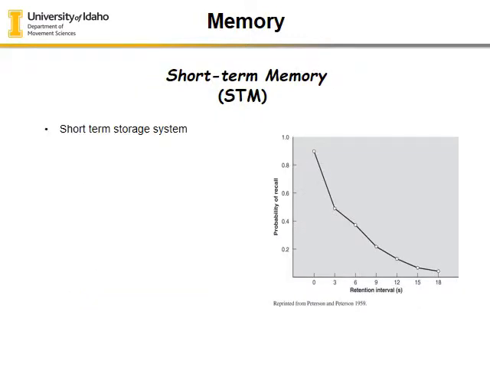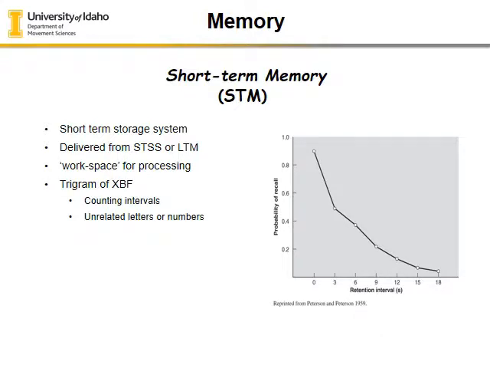And then you have the short-term memory, the STM, and this is derived from the STSS or the long-term memory. So this is that happy medium, and you can bring things in from the short-term sensory store, which is very literal, or you can bring things back down from the long-term memory. It's also called the working space for processing, so this is where you're actually living.